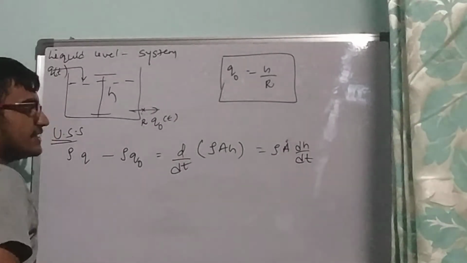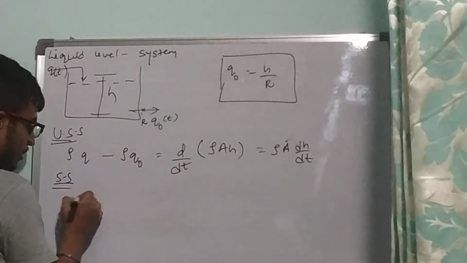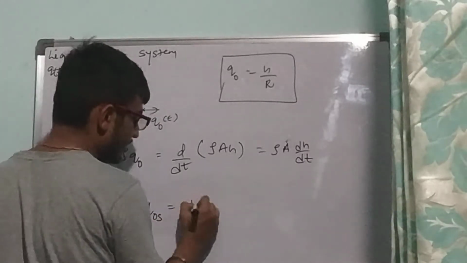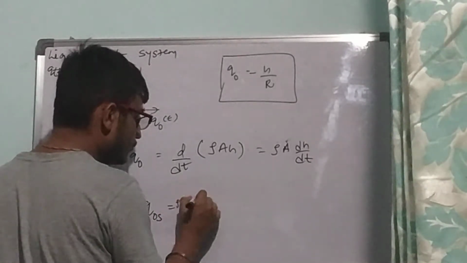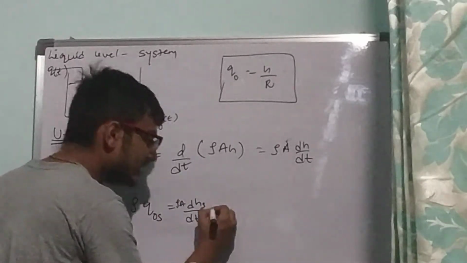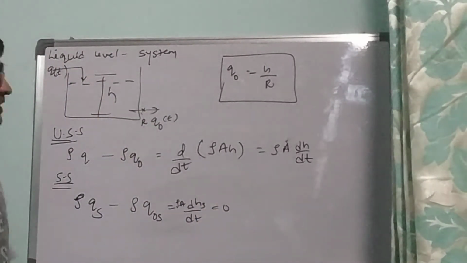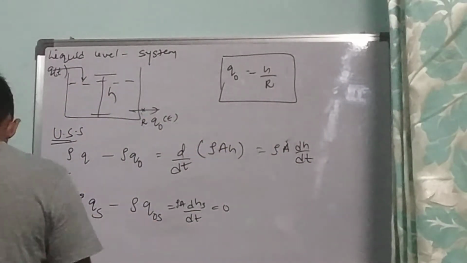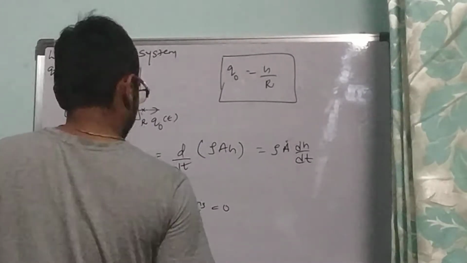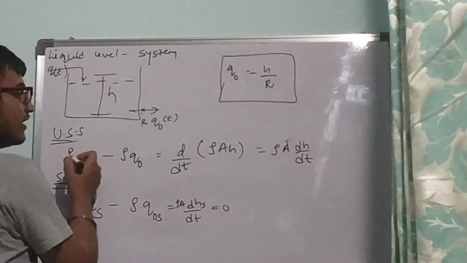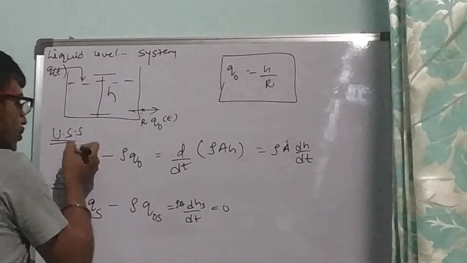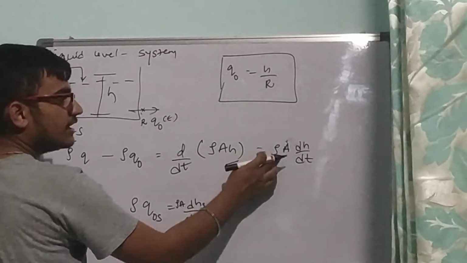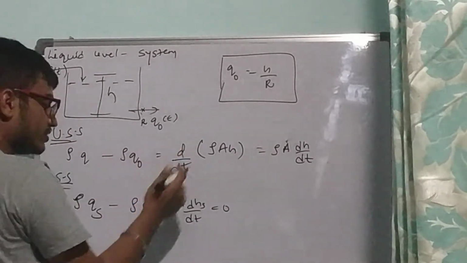So this is the unsteady state. Now for steady state you write rho Qs minus rho Q naught s is equal to d by dt of rho A Hs, which is dHs by dt, generally 0. Now unsteady state minus steady state. Anyway, rho you can cancel: you can take rho common here and rho common here. So throughout rho gets cancelled.